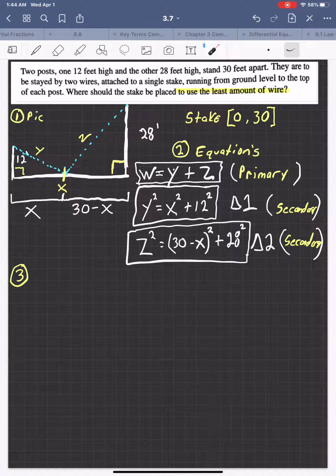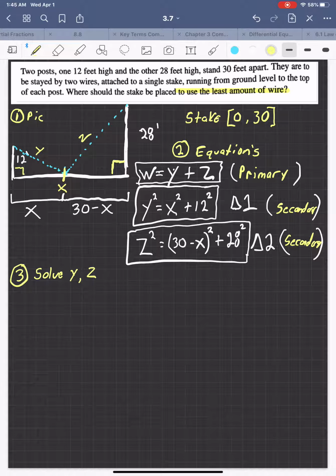Okay, so where do we go from here? Well, notice that if I solve the secondary equations for y and z, then I can plug each of them into the primary equation. And that is exactly what I'm about to do right now. So step 3, we're going to solve for y and z. Ready?